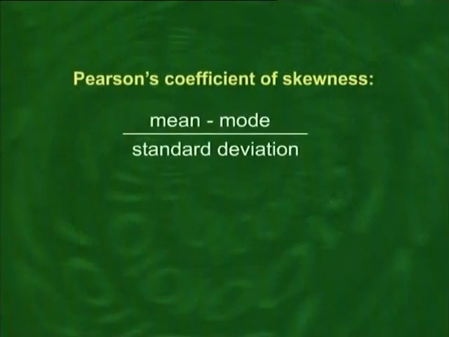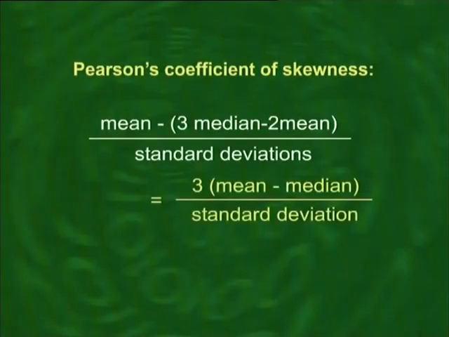The Pearson's coefficient of skewness is one method of measuring the skewness present in a data set. And as you now see on the screen, the Pearson's coefficient is given by mean minus mode over standard deviation. And if we apply the empirical relation between the mean, median and the mode, the Pearson's coefficient of skewness becomes 3 times the mean minus median divided by the standard deviation.